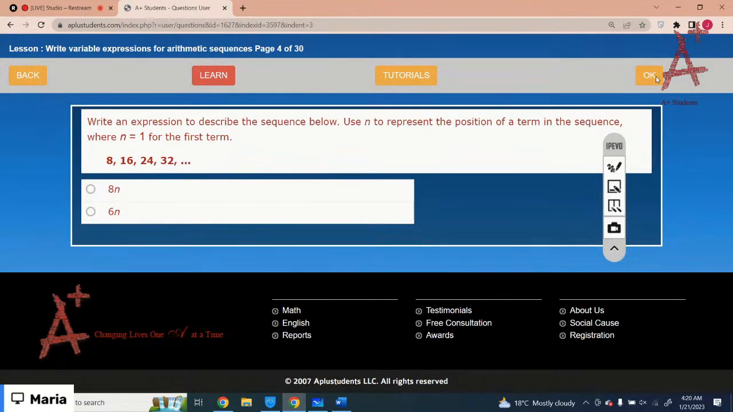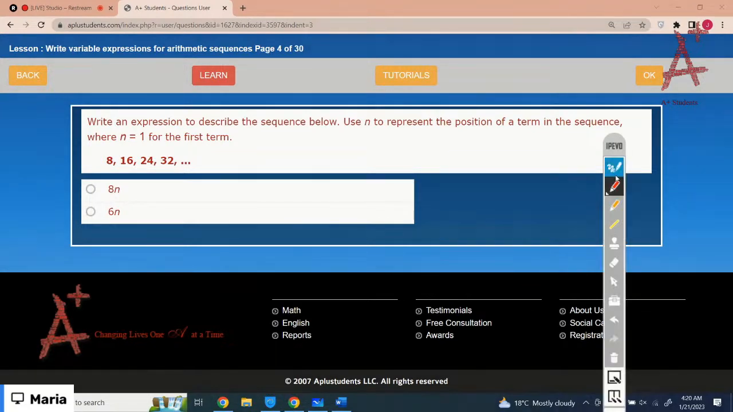Write an expression to describe the number sequences below. Use n to represent the position of the term in the sequence, where n equals 1 for the first term. So which is the correct option? You have to start with n equals 1. So let's start with the first example.